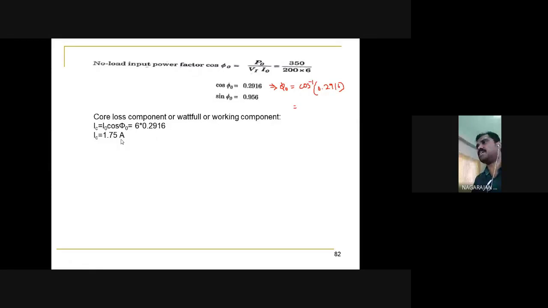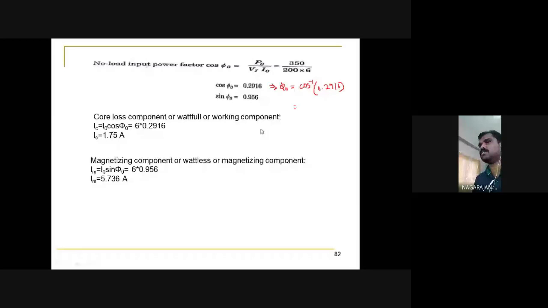Next, we have to find out the magnetizing component. What is the equation for the magnetizing component? IM is equal to I naught sine phi naught. Sine phi naught we also found out: sine phi naught is 0.956. So I naught is 6, sine phi naught is 0.956. After multiplying these two, I am getting a magnetizing current of 5.736.